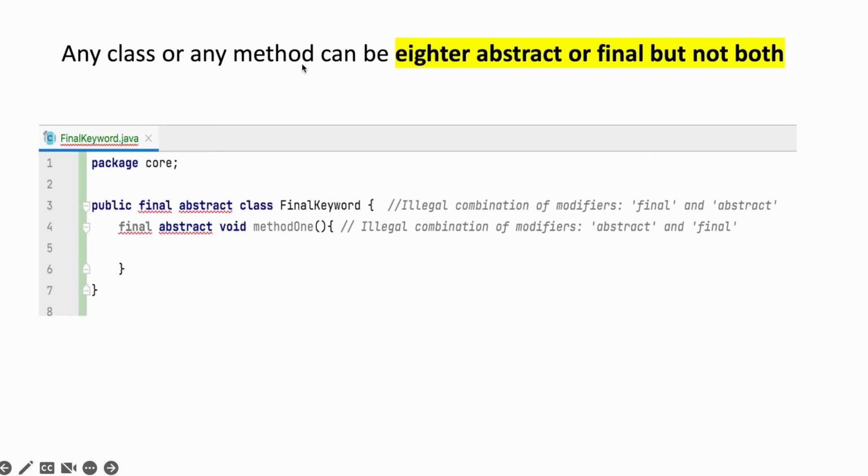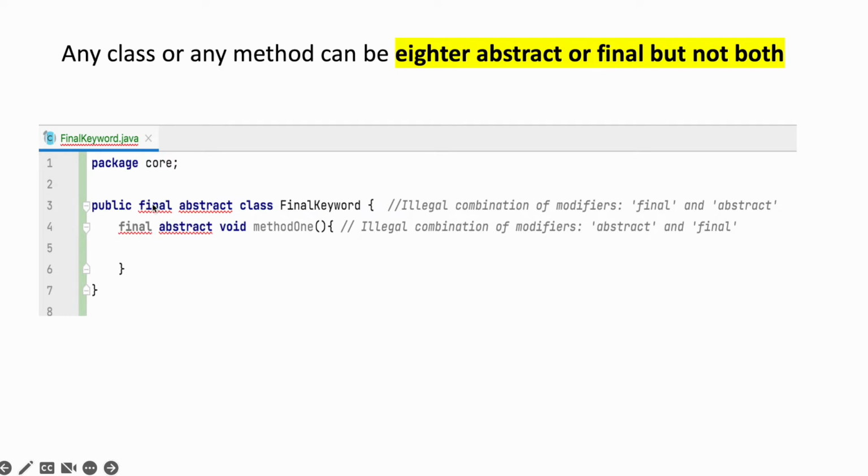Any class or any method can be either abstract or final, but not both. If you define a class using both final and abstract, it will give an error saying illegal combination of modifiers final and abstract. The same happens if you use final and abstract for any method; you will get the illegal combination of modifiers error. That means final and abstract are reverse in nature.